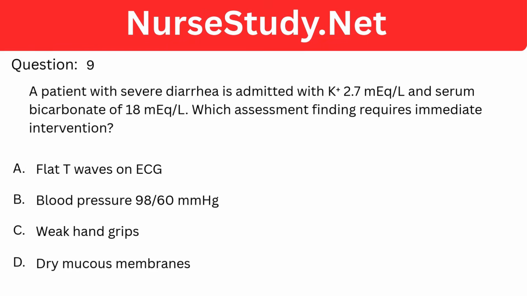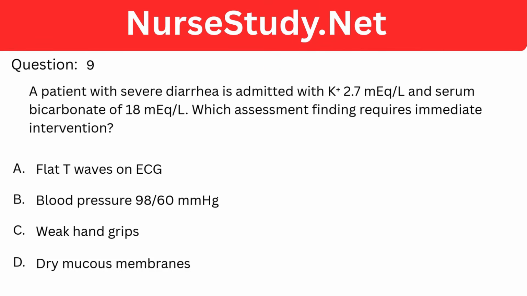Question 9. A patient with severe diarrhea is admitted with potassium 2.7 milliequivalents per liter and serum bicarbonate of 18 milliequivalents per liter. Which assessment finding requires immediate intervention? A. Flat T waves on ECG. B. Blood pressure 98/60 millimeters of mercury. C. Weak hand grips. D. Dry mucous membranes.